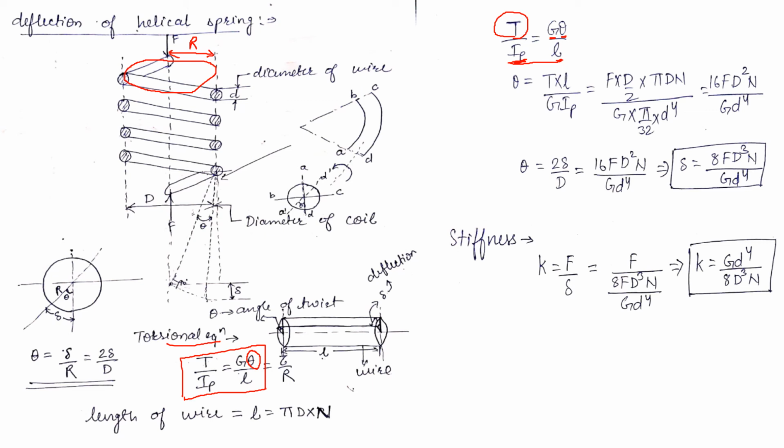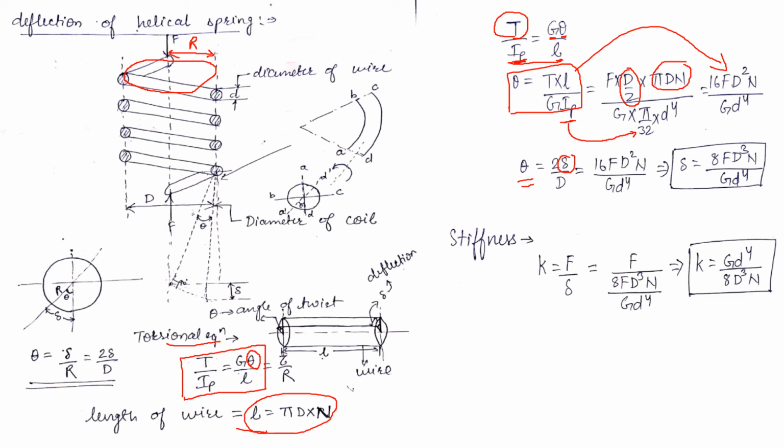First, we calculate the torque. Torque is force into perpendicular distance. Here the perpendicular distance is capital R, which is the radius of the coil. So the capital T is equal to F into R, where R is capital D by 2, and the length of the wire is pi D into capital N. We put pi D N in this equation, and Ip, polar moment of inertia for circular section, is pi by 32 into d power 4. We put all these values in this equation. We get the angle of twist as 16 F D square N upon G d power 4.